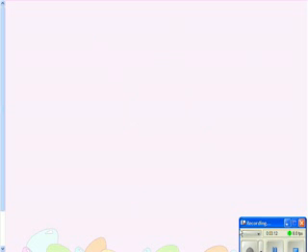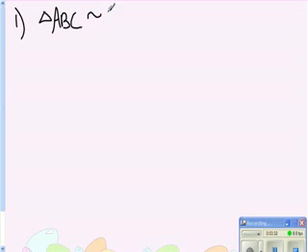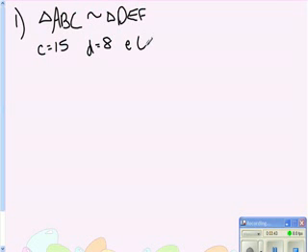On the second page is where there's actually some work to do. On the second page it says, for each set of measures, find the measures of the missing sides. And they tell you that triangle ABC is similar to triangle DEF. They do give you pictures, but I'd like to show you that the pictures aren't really necessary, so I'll show you how to do it without them. And they tell you c is 15, d is 8, e is 6, and f is 10. And then basically you need to find all of the missing sides.